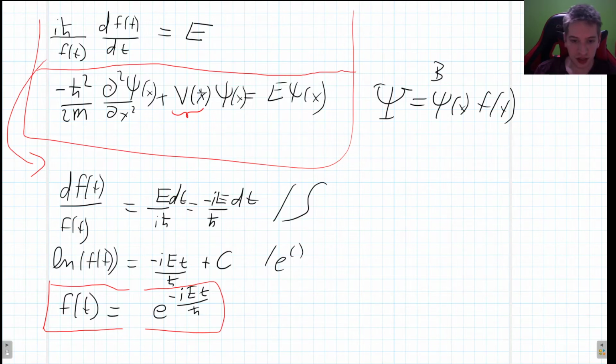Now we need to discuss a little bit further about these solutions. So what exactly is the point of these solutions? What can they tell us? There's three important things.